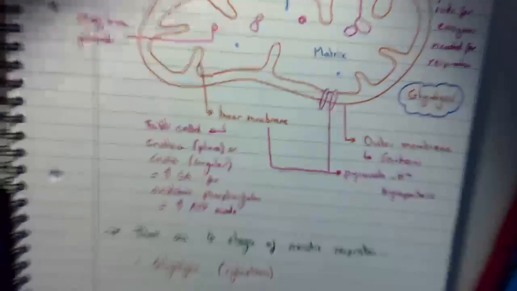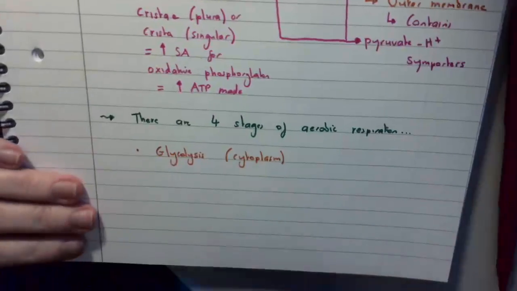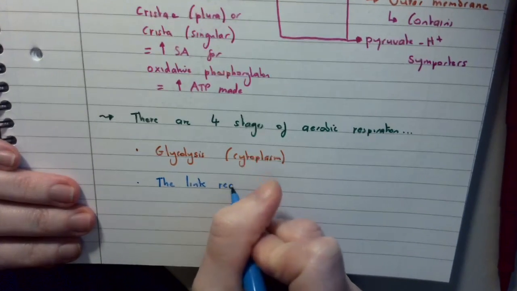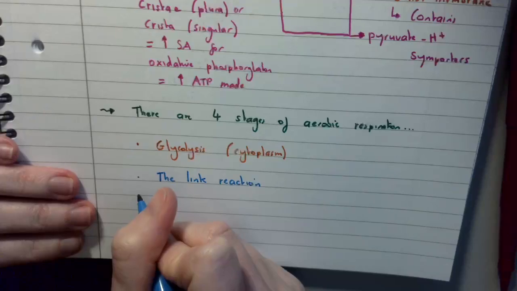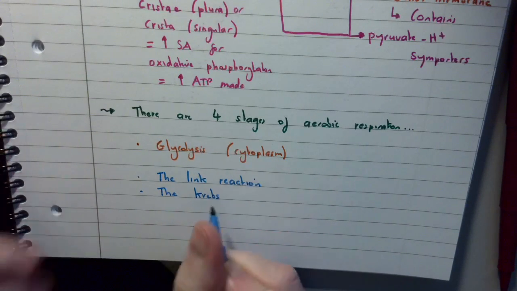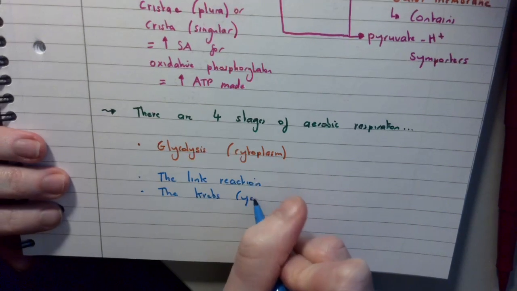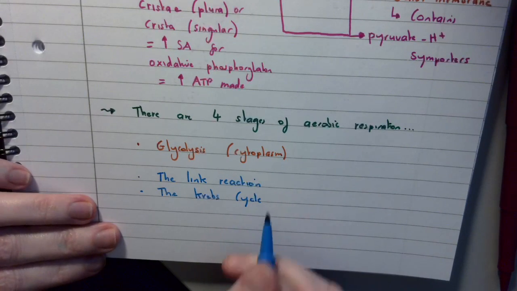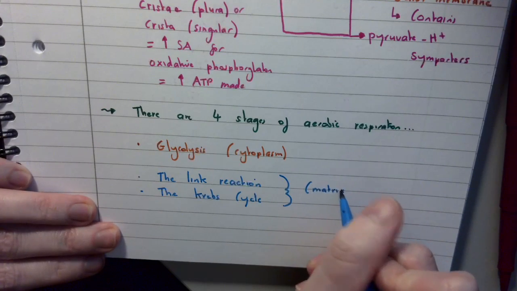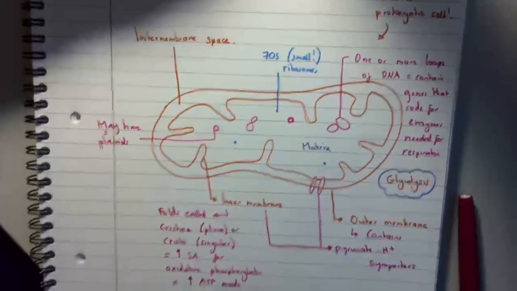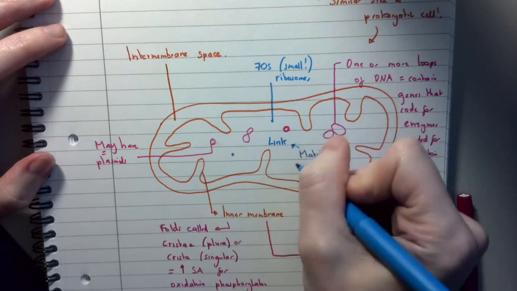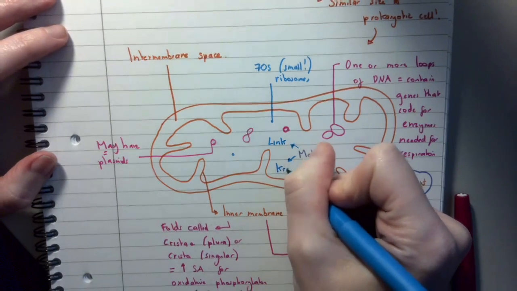Okay, the second stage is called the link reaction. This is actually a very quick stage of respiration. And then you've got the Krebs cycle. It's got other names, but I'll tell you about that when we do the Krebs cycle video. These 2 stages both happen in the matrix of the mitochondria. So just so you can clearly visualize it, up here, matrix, we've got the link reaction, and Krebs is happening here as well.